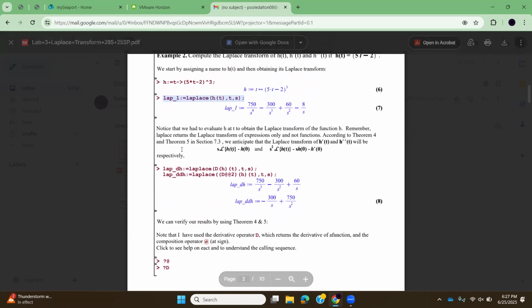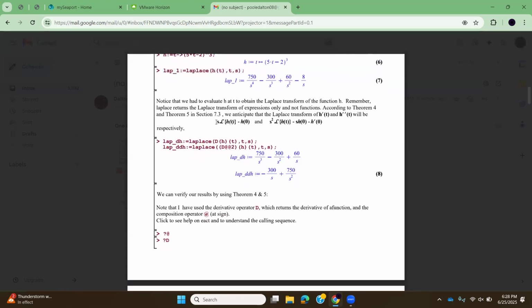And it's saying that we have to evaluate h at t to obtain the Laplace transform. So it's telling you that it's returning the Laplace transform of expressions only and not functions. And so we are looking at here, we talked about this the other day, how the Laplace transform of h prime and h double prime of t are these guys here, which we know.